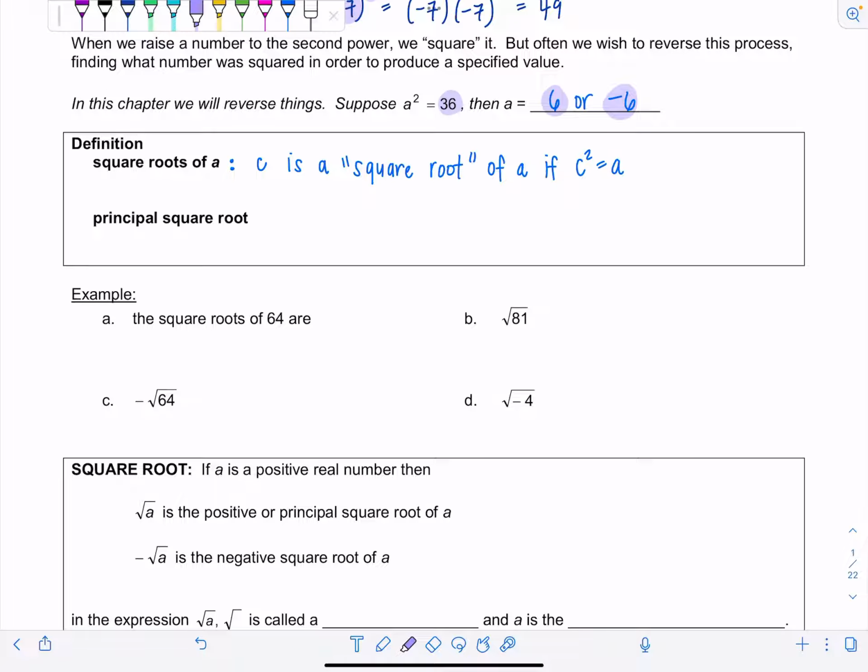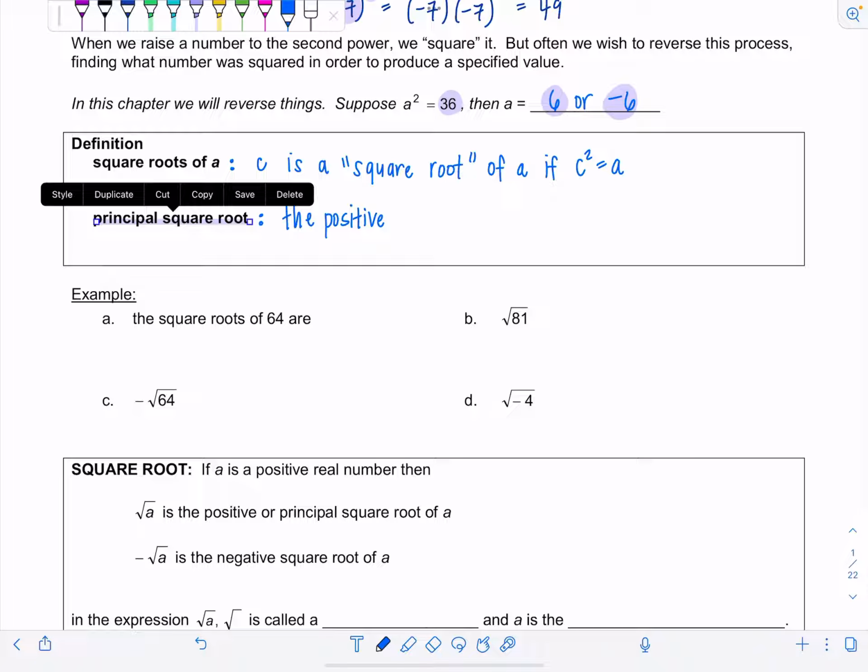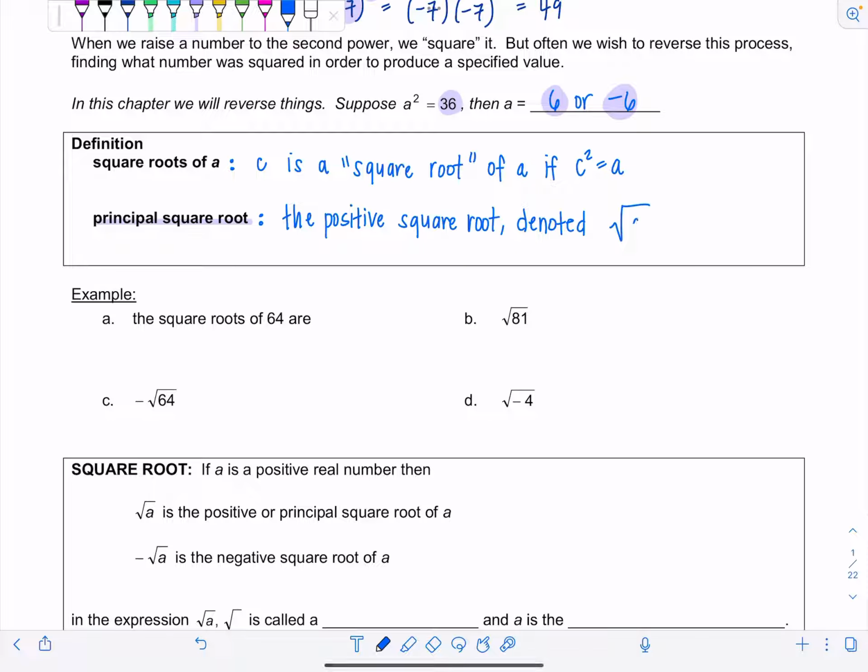However, we can be more specific, and sometimes we're interested only in the principal square root. And the principal square root refers to only the positive square root. So if I were to ask you, what's the principal square root of 36? You should just say 6. And the way that we denote that we want the principal square root is we use a radical sign, square root of A. And this is where even my advanced math students make a mistake.